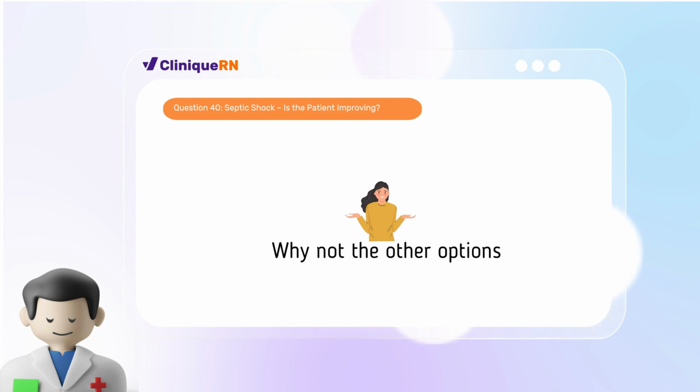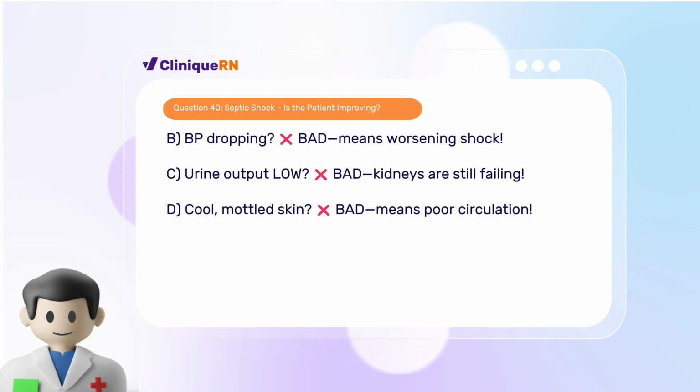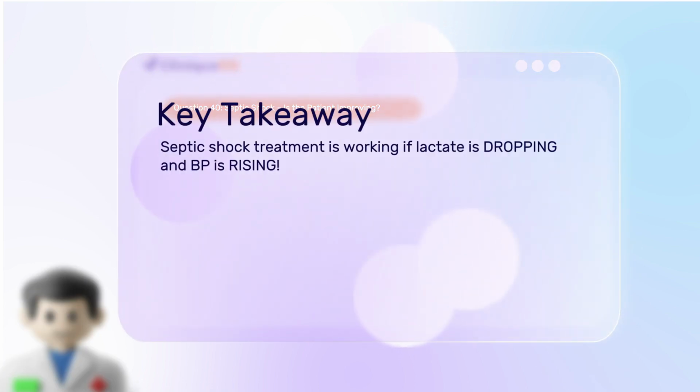Why not the other choices? B. BP dropping. Bad, means worsening shock. C. Urine output. Low. Bad. Kidneys are still failing. D. Cool, mottled skin. Bad, means poor circulation. Key takeaway: septic shock treatment is working if lactate is dropping and BP is rising.